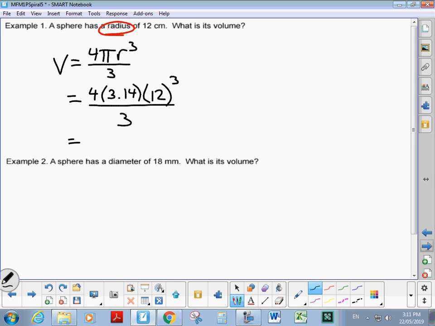If you want, hit pause on the video or get someone to pause it so that you can try this on your own. But you should be able to get 7,234.56 centimeters cubed. You want to make sure you can calculate it.